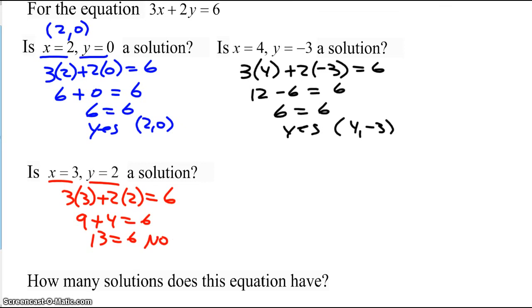Alright, so you might ask how many solutions this equation has. And if you know your equations of a line, you'll know that an equation that has an x and a y, nothing squared, is the equation of a line. So actually there's an infinite number of points. For every x that you put in, there's a matching y. We'll talk more about that in other videos.